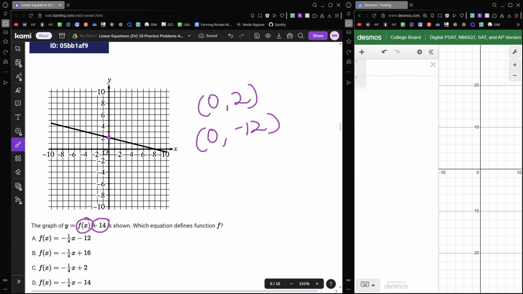You should note that the equation of a line is y equals mx plus b, where b is the y-intercept, which means b should be equal to negative 12. Now if we look at our answer choices, the answer choice with negative 12 as b, or the y-intercept, is A, which means A is our answer.